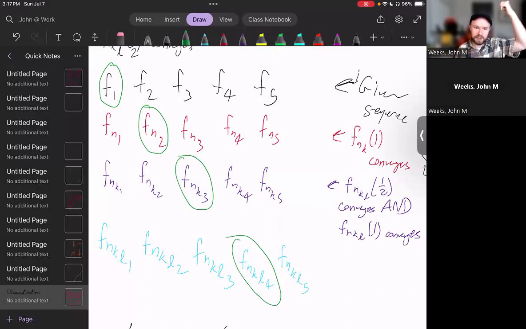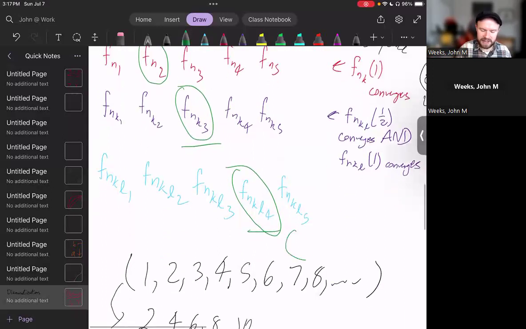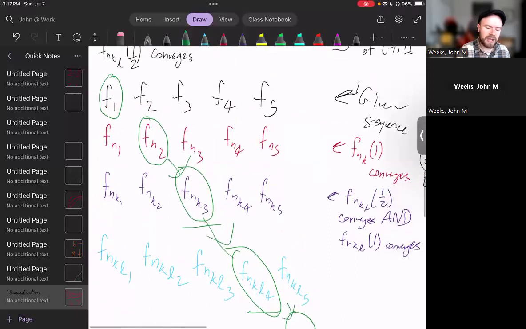From the original sequence, I will take f sub 1. From the first subsequence, I'll take f sub n sub 2. From the next subsequence underneath, I will take the third element. From the sequence underneath that, I will take the fourth element, and I will continue this process all the way down as I continue making subsequences. And notice that what I get is itself a subsequence of the original set of functions.